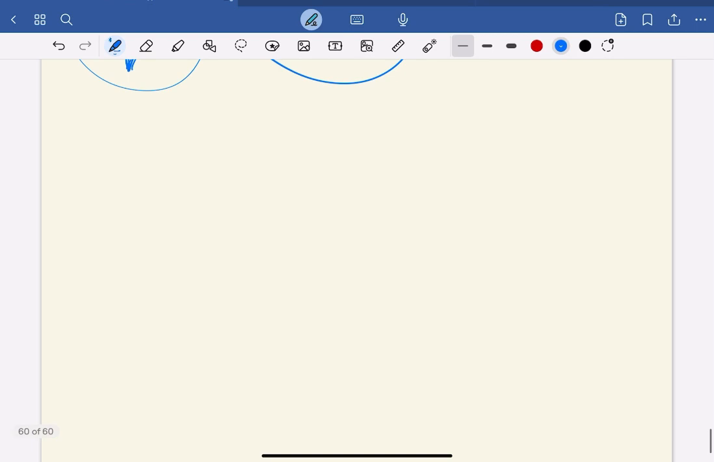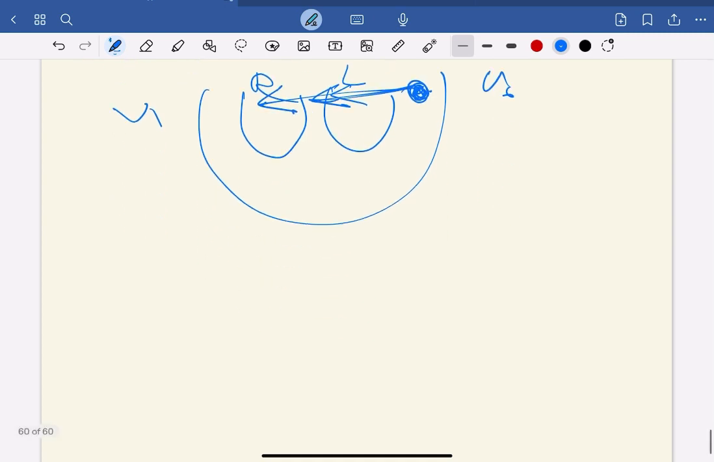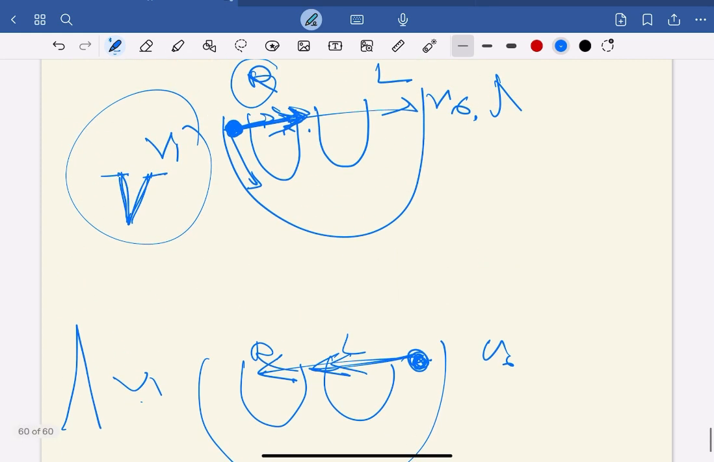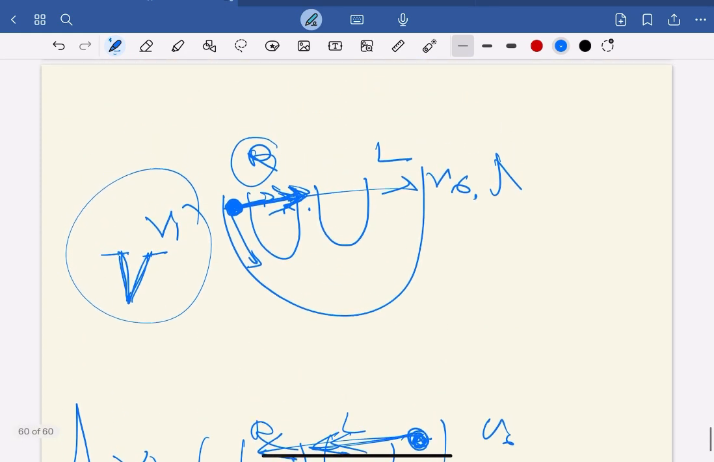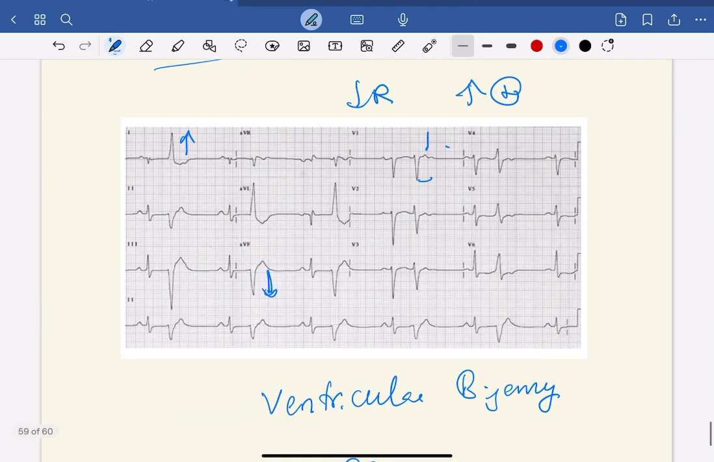Let's suppose what happens when the focus is on the left side. Let's say this is the right ventricle, left ventricle. Suppose the focus is here, this is V1. So this current is going away from V6 towards V1. When current goes towards the electrode, it is perceived as positive. So a left-sided focus will cause positive deflection in V1 and a right-sided focus will cause negative deflection in V1. This is how you identify whether it is on the right side or left side.